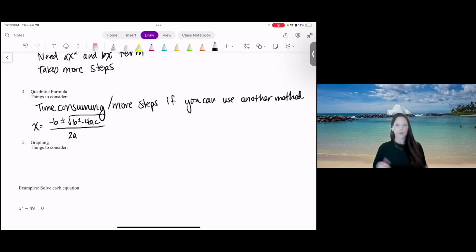Graphing. Are you being asked to graph? If so, do it. If not, it works when you have integer solutions. Then you can clearly see, oh, great, it's going to hit here. But if you're dealing with roots or your math is a little off, it's really hard to get an accurate answer on a graph if you're not dealing with integer solutions on graph paper.